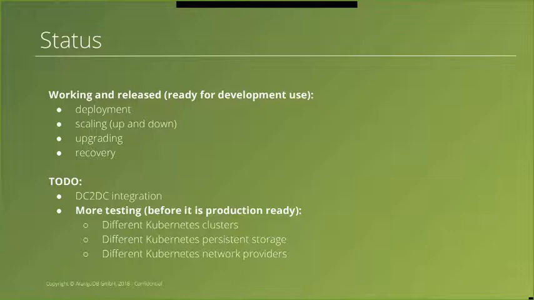We are missing the integration of data center to data center, which is one of the next things we are doing. And there are so many configurations out there of Kubernetes with different network types, different volume types, different setups, and so on, that we do have to do a lot more manual and automatic testing before we actually say, yes, we recommend to use this in production. It's not that far away, so it's not years away. It's probably not even months, but rather weeks. And we notice that this is important, so we want to be quick there.